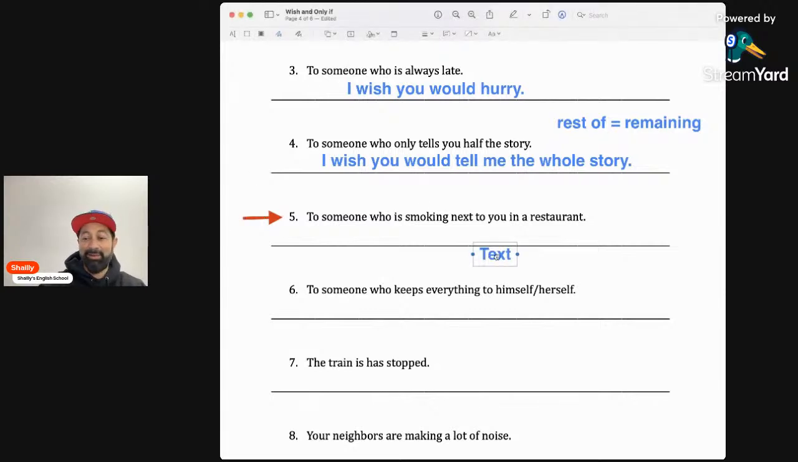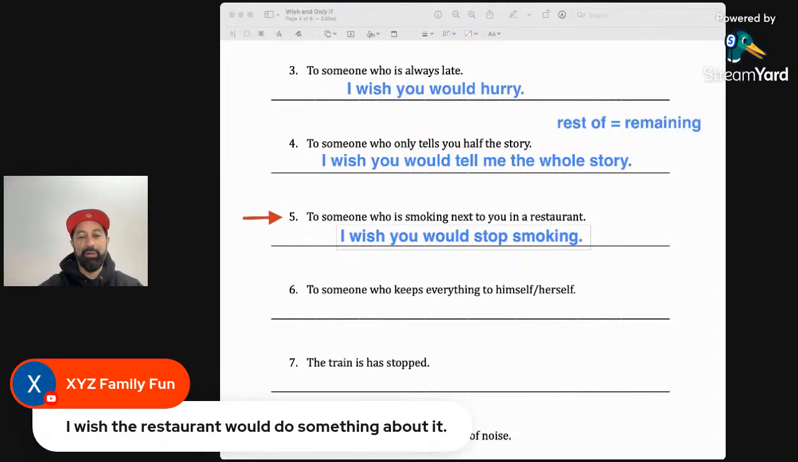Now, easy answer, and I'm going to put the easy answer on here. That way you can't use this answer. I wish, let's say, I wish you would stop smoking. That's the easy one. But let's try to make some more difficult answers, different than this. XYZ has an answer: I wish the restaurant would do something about it. Perfect answer.